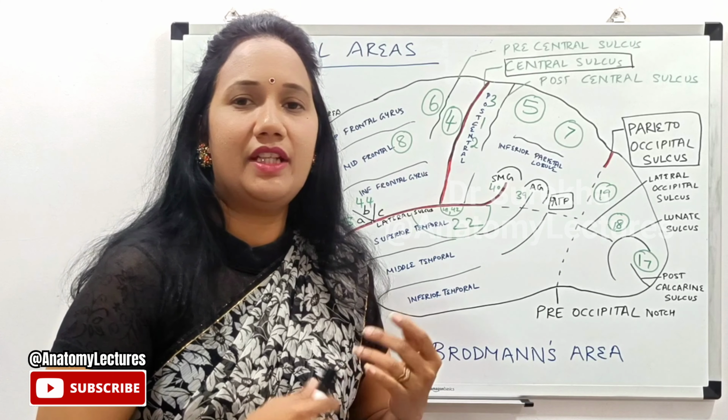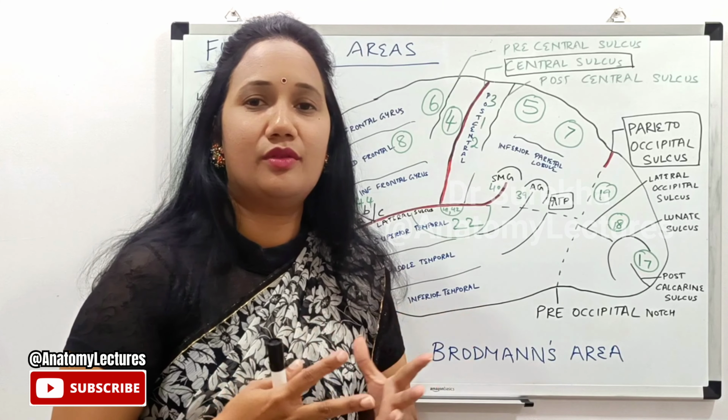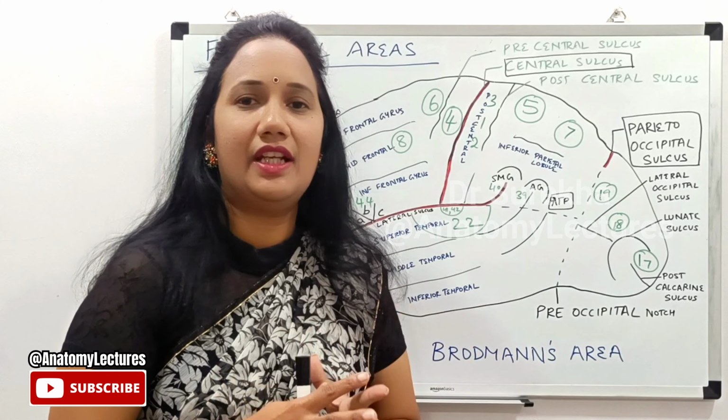So the speech which we are talking, if it has to be understood and if it should make sense, this Wernicke's speech area should be intact. If you want to produce speech, the motor area should be intact. If you want to produce a sensible speech, the Wernicke's area should be intact. So this is the Wernicke's speech area, that is area number 39 and 40.